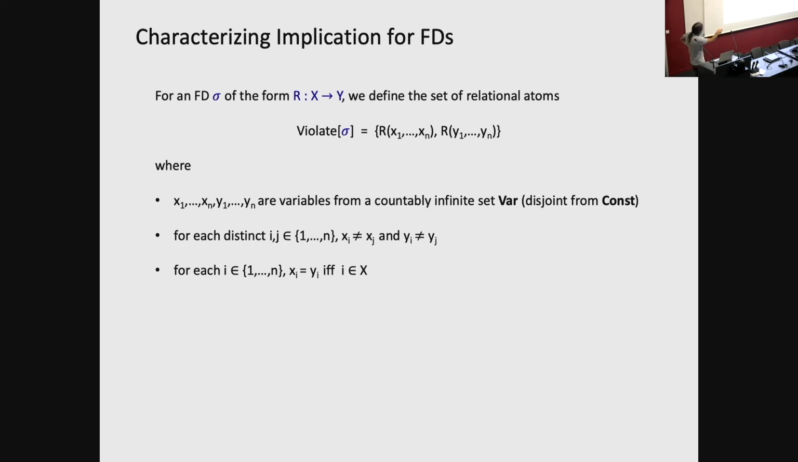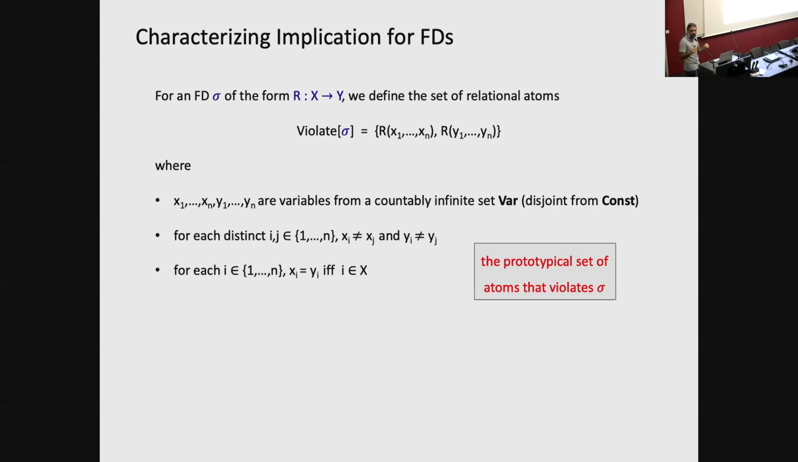So these are variables. Now, all these x1 up to xn are distinct variables, so I don't repeat any variable in there, and the same for y, right? So for each distinct i, j, xi is different from xj, and yi is different from yj. And in addition, and this is the crucial bit, for each i, I'm saying that xi is the same as yi, so I use the same variable, if and only if i appears in the set X in my functional dependency.